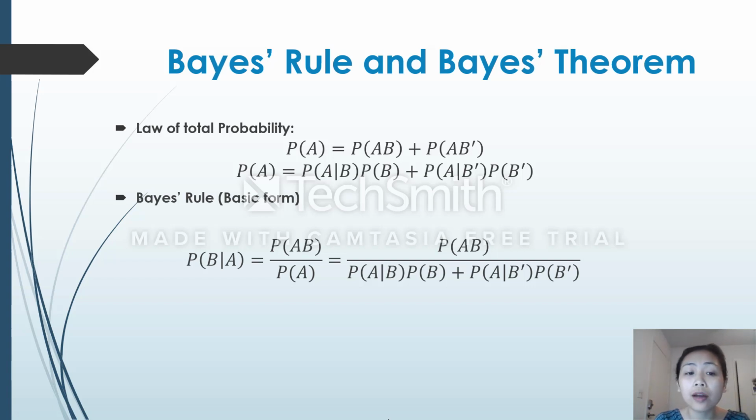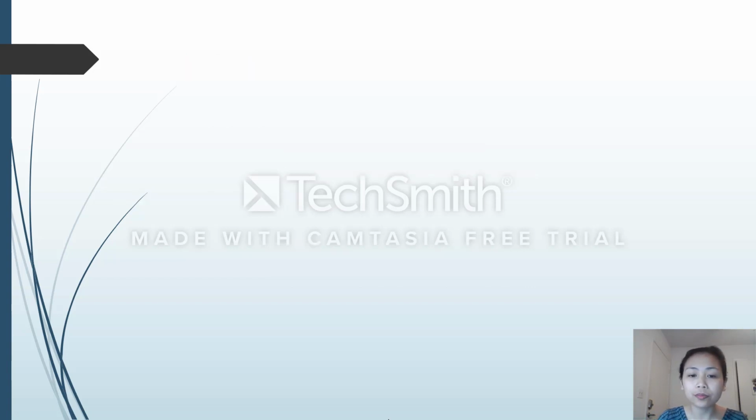And we are going to apply the law of total probability into the denominator. So basically we bring the whole equation 2 into the denominator. So at the denominator, probability of A is probability of A given B times probability of B plus probability of A given B prime times probability of B prime. So we have the Bayes rule.